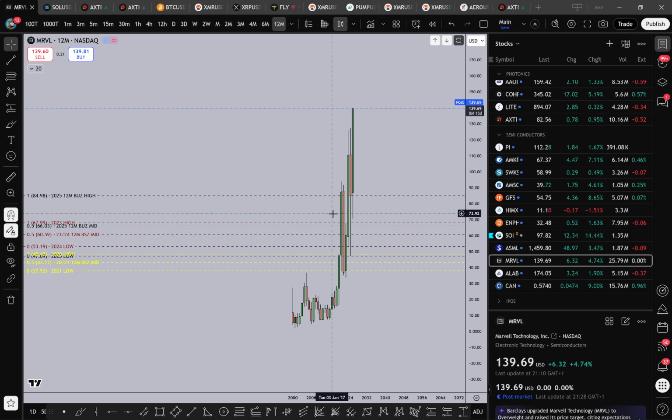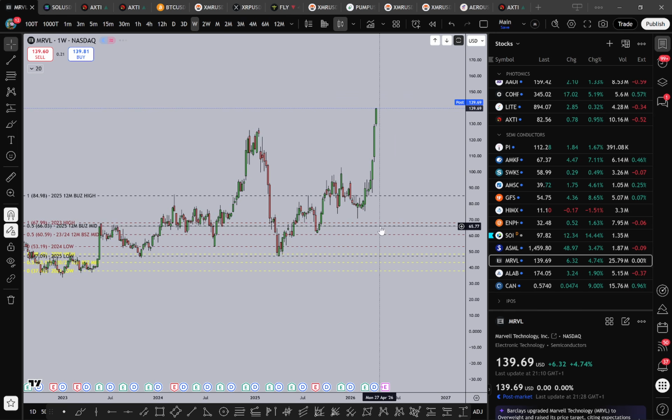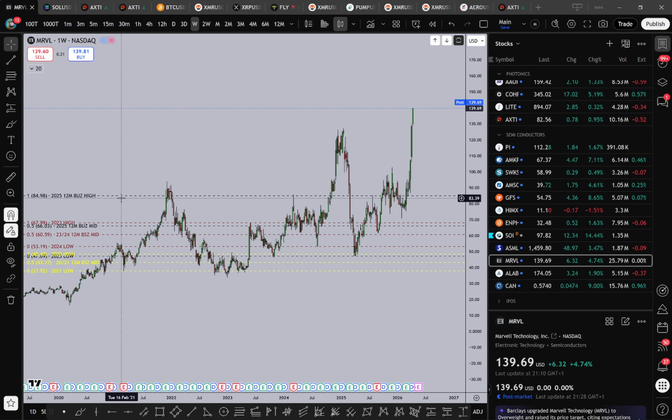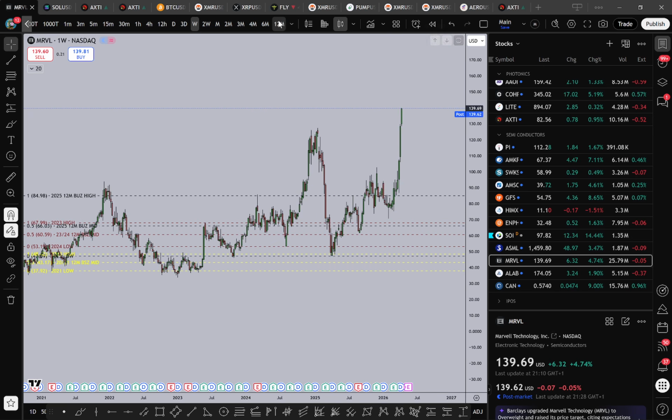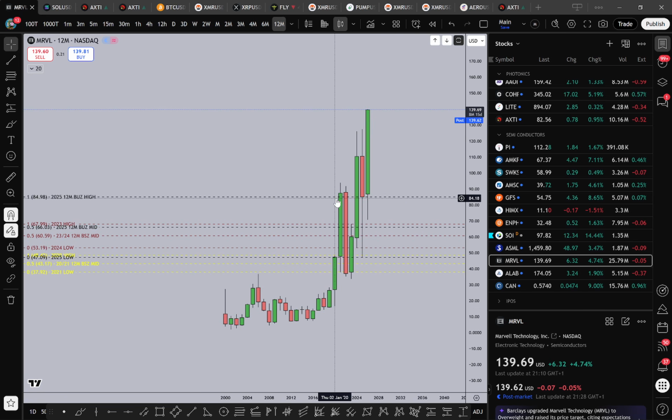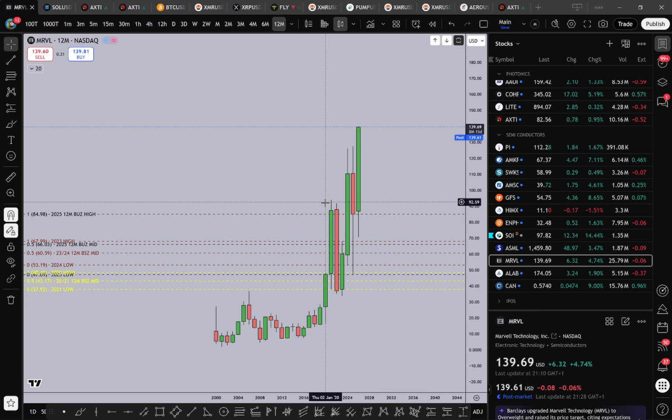Same thing with Marvell. The last entry was this one right here. In fact, I believe this is something we were looking at. We were saying if you flip 2025 12-month buys on high to support, that's when you look to get in. That was what we were discussing last time, right? Which is right over here. But yeah, that retest to the all-time highs, so on and so forth, that's happened.